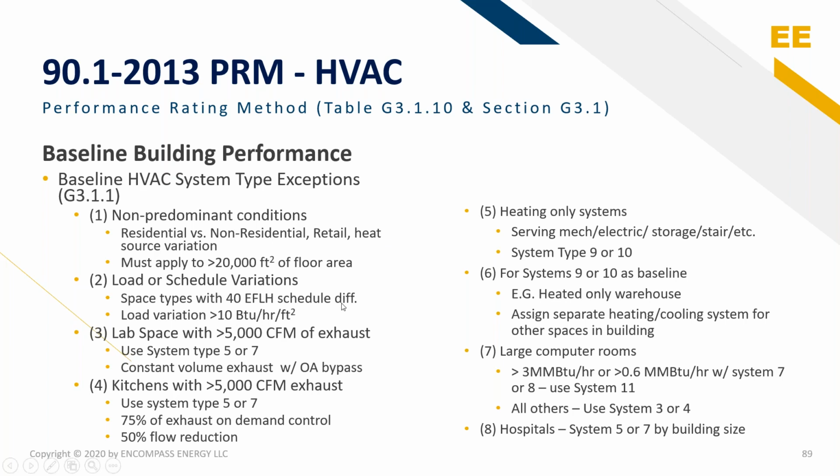Load variation or schedule variations, generally you'll find if you have say a 24-hour supermarket within a residential building, that 24-hour supermarket would fall under exception 2, and it would have its own systems. And then similar for labs, if you have a lab that has over 5,000 CFM of exhaust, you will always have a specified system for the labs. And same with kitchens. And then large computer rooms, there's new system types that are included for those now. So if you have large server rooms, there's a separate system type.